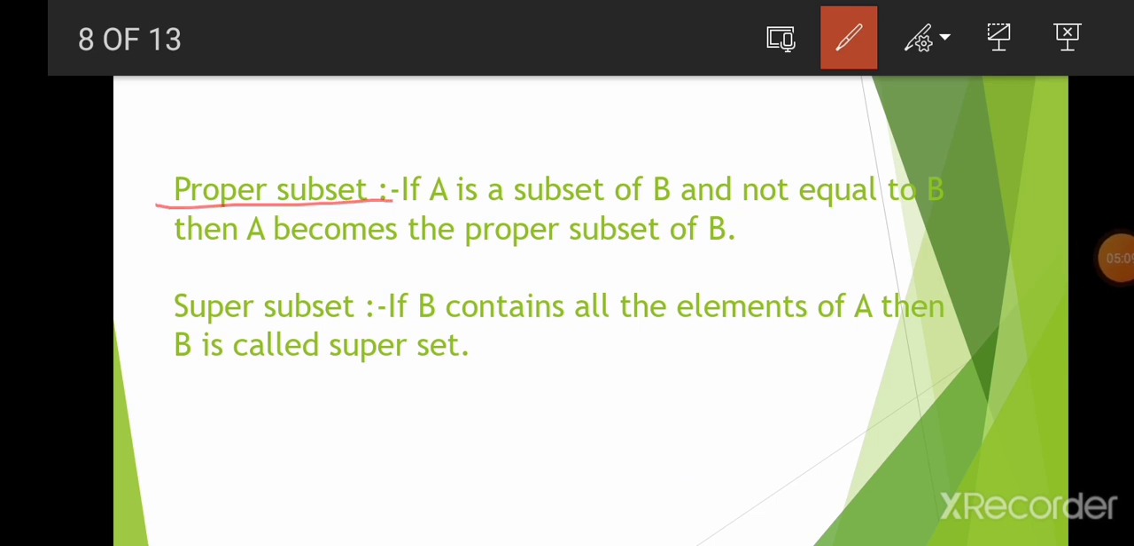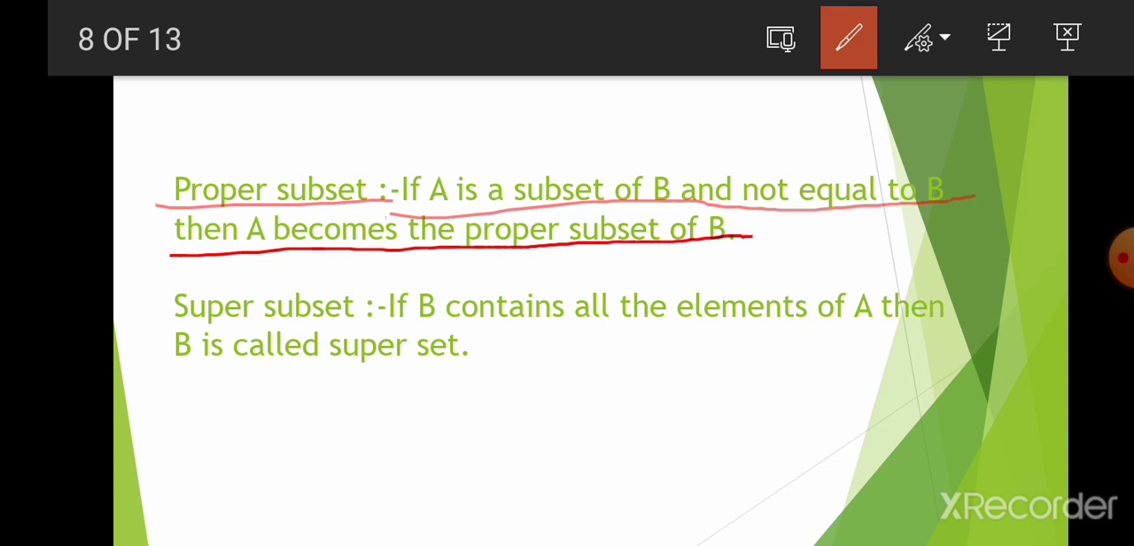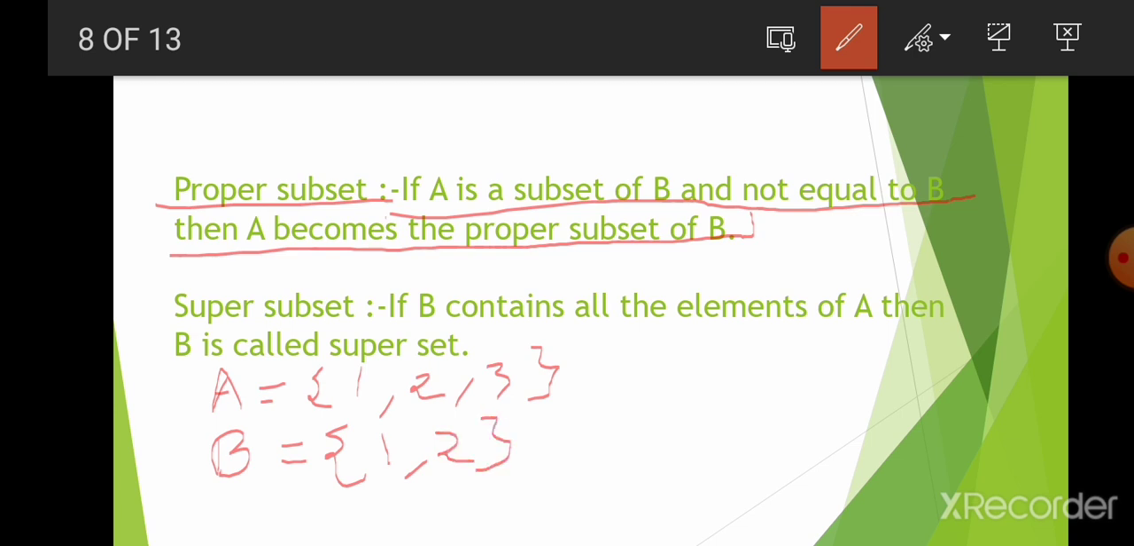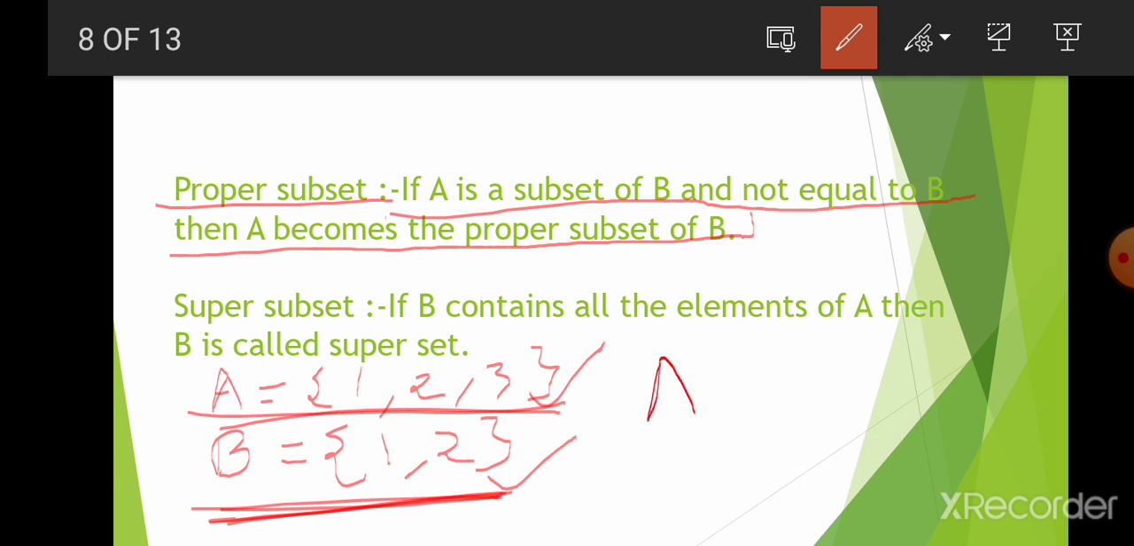Next is proper subset. If a set A is a subset of B and not equal to B, then A becomes the proper subset of B, which we have discussed in the previous slide. Once again, I will explain that if there is a set A in which 3 elements are there, and set B is a proper subset of A, at least one element should be there in set A which is not present in B. That means the set B will always be smaller in size, or the cardinality of set B will always be less than set A if B is a proper subset of A.